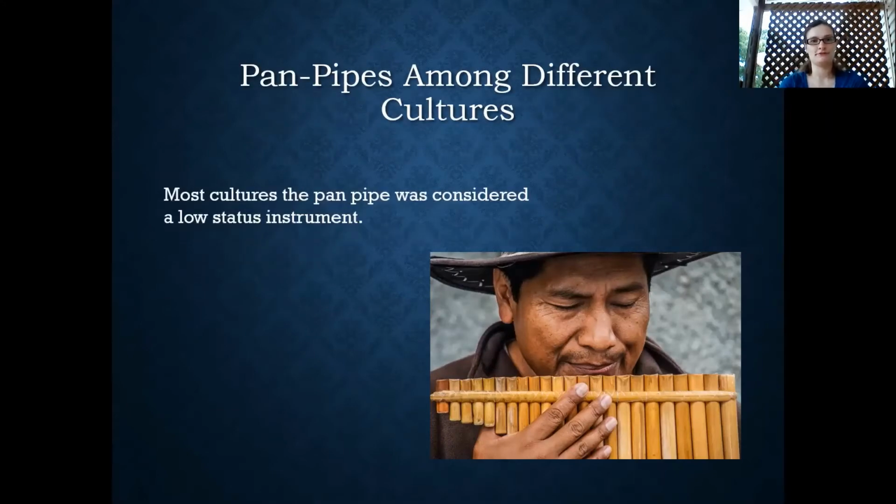In most cultures, the panpipe was considered a low-status instrument and was usually played by the herdsmen. This was a kind of common instrument among common people, not so much among the rich and fancy people who are of higher class or higher status in the community.